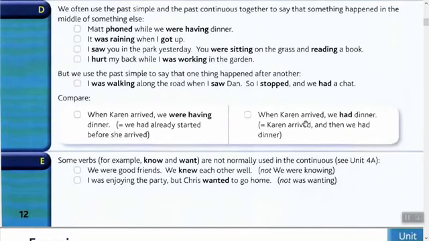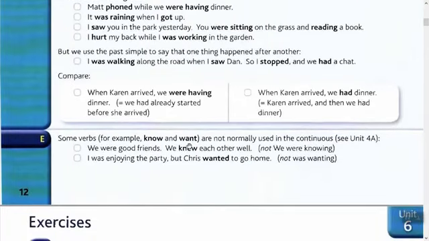But here: when Karen arrived we had dinner. See here the difference between when you use past continuous and when you use past simple. When Karen arrived we had, we ate. Two pronunciations for this word. We had dinner means Karen arrived, and then we had dinner. We had dinner, complete, not specified exactly.